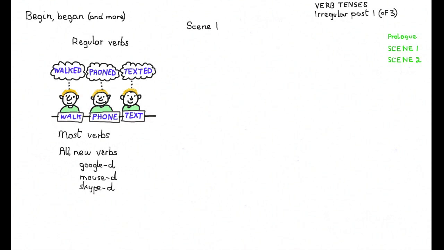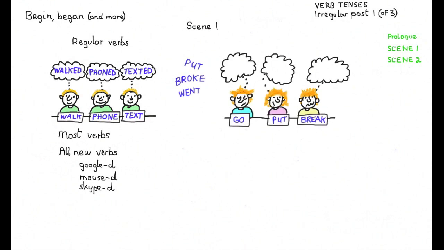So now let's move on to the irregular verbs, and here's a picture of 3 rather crazy looking fellas. Go, put and break are all very irregular. First of all, put. You can guess which one it is. The thing about that is that the past tense of put is the same as the present tense, so you can't tell whether it's past or present from the verb form.